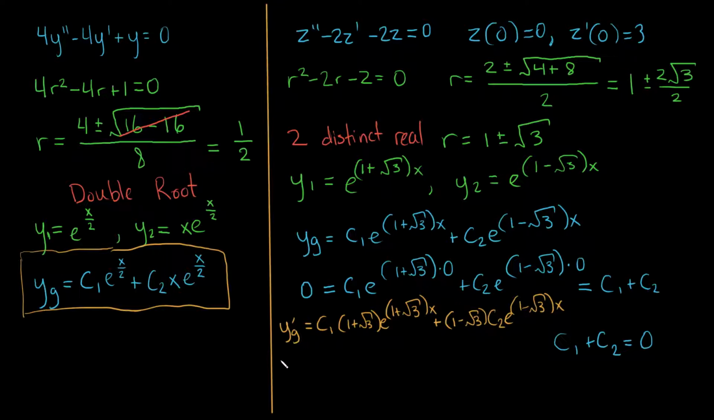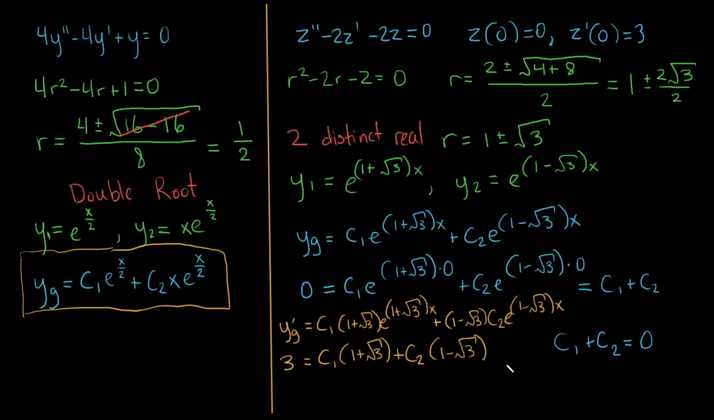So we plug that in, we get 3 equals c1 times 1 plus the square root of 3, and again this e term is going to go to 1, plus c2 times 1 minus the square root of 3.